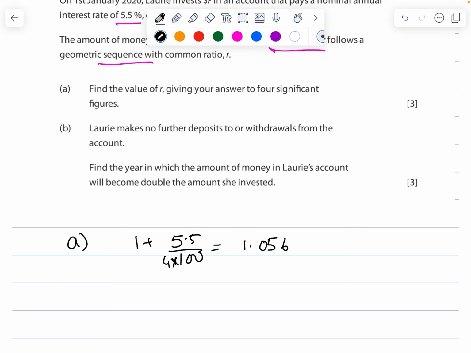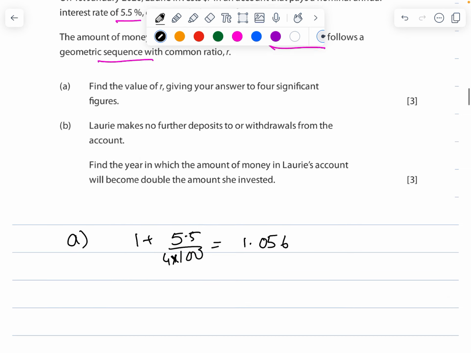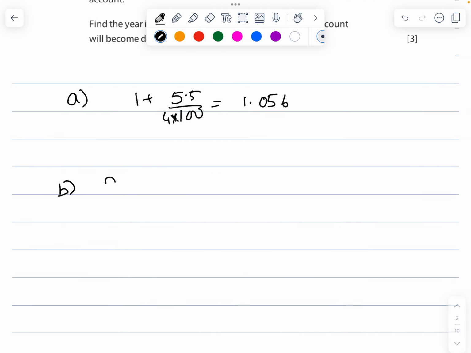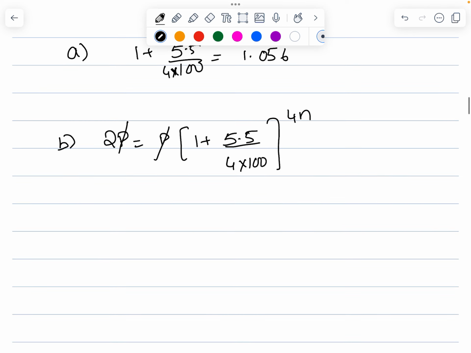Laurie makes no further deposits or withdrawals from the account. Find the year in which the amount of money in Laurie's account will double the amount she invested. So 2p. It becomes 2p. If she would have invested p times 1 plus r upon 100, 5.5 divided by 4 times, because of quarterly, 4 times 100, and the time also will be 4n. Now p and p get cancelled. So what do I get? 2 equals 1.056 whole to the power of 4n.